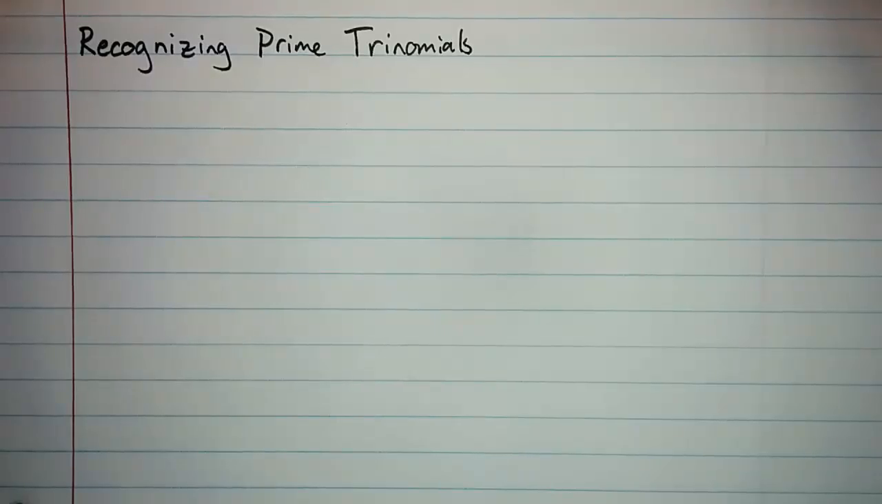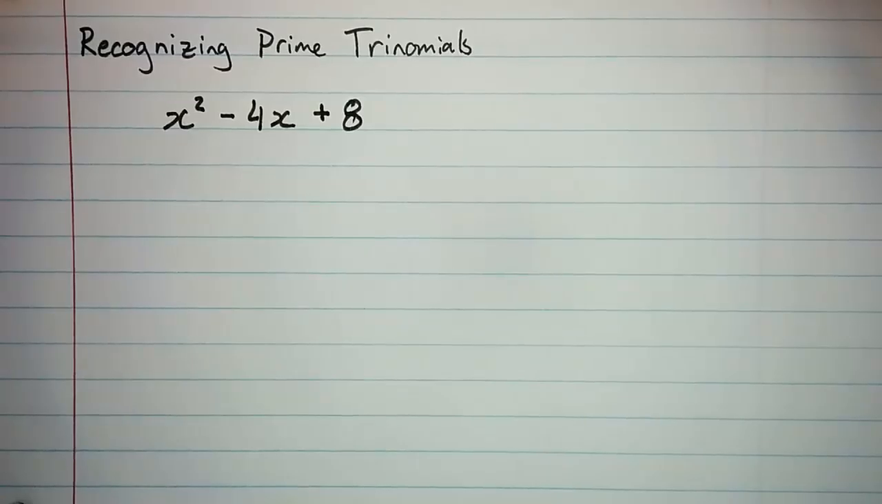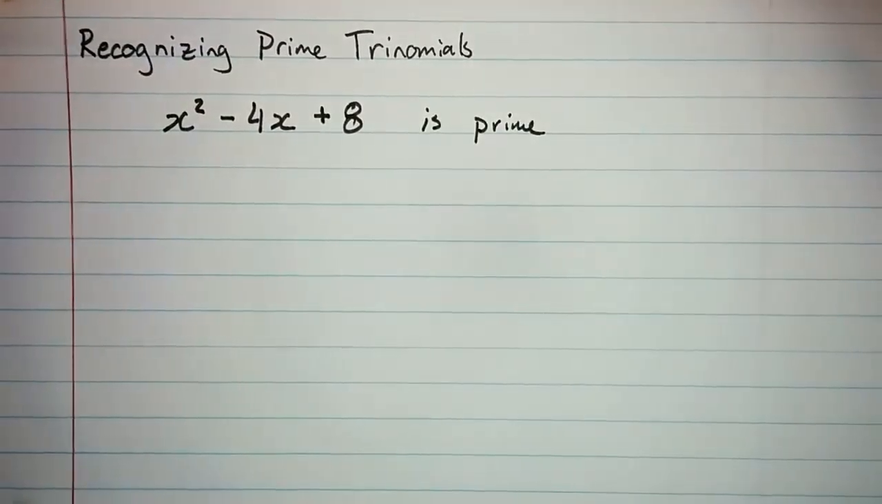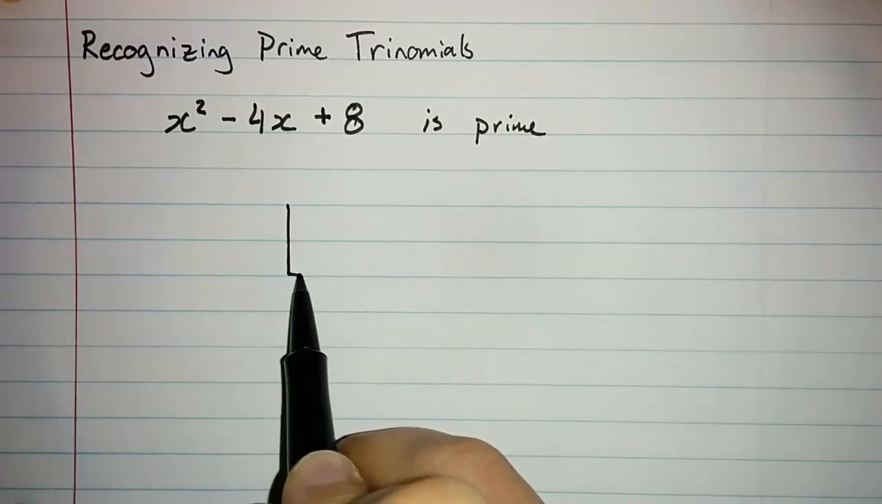Some quadratic trinomials just can't be factored. How do we know? Well, let's take a look at a specific example. X squared minus 4x plus 8. This just can't be factored. How do we know? Well, suppose we want to factor it.